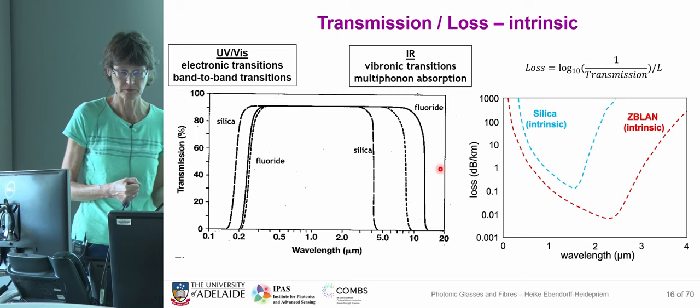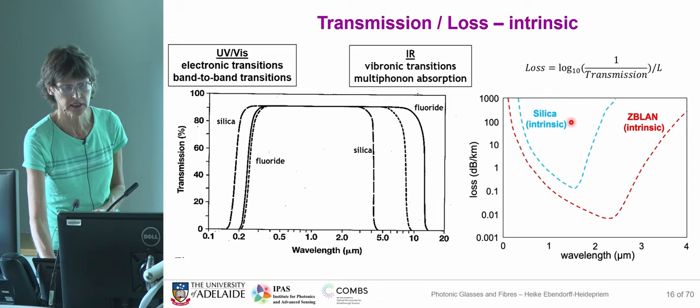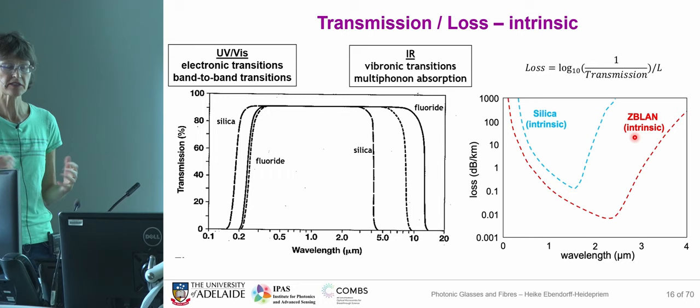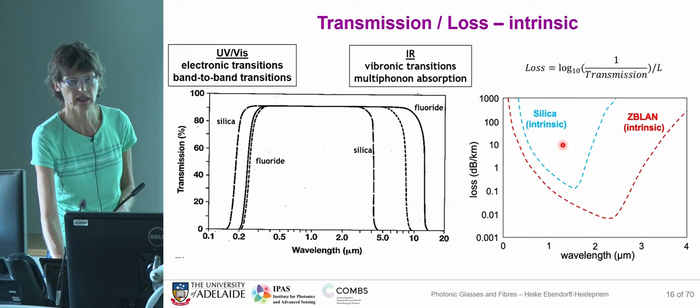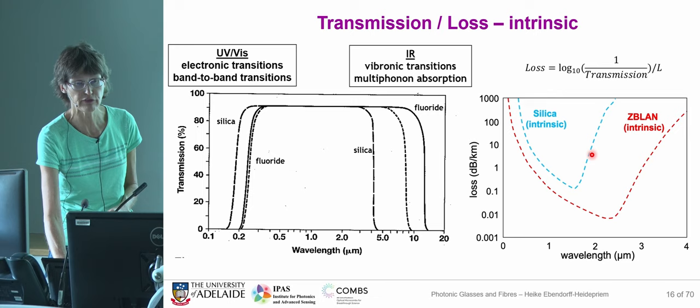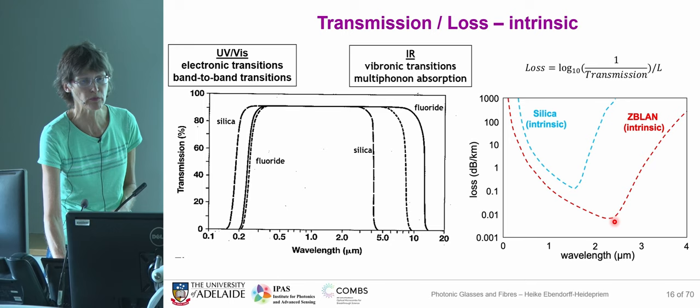And here you see an example for silica and ZBLAN. ZBLAN is a zirconium fluoride-based glass, silica is a silicon dioxide-based glass. They differ in their composition and structure, and therefore they also differ in their transmission window, but also in their minimum loss.